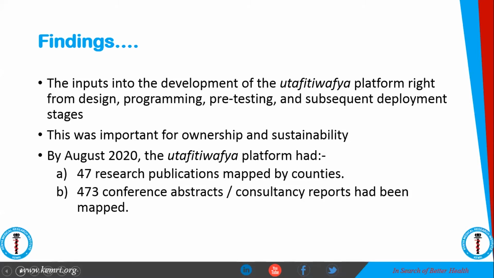And by August 2020, the platform had 47 research publications mapped out by the counties, the six counties, 473 conference abstracts, and consultancy reports or technical reports had been mapped. Next slide, please.